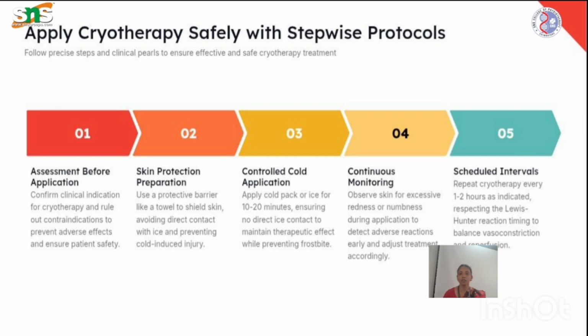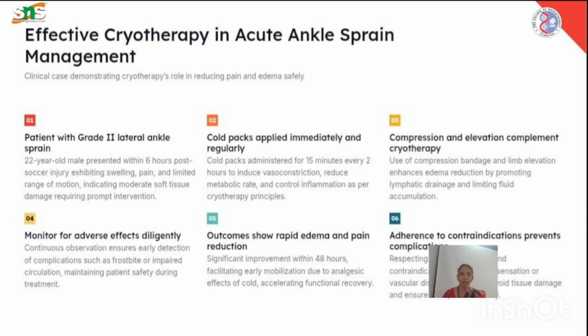The third step is controlled cold application. Apply a cold or ice pack for 10 to 20 minutes, ensuring no direct contact with the skin to maintain the therapeutic effect while preventing frostbite. The fourth step is continuous monitoring. We have to observe the skin for excessive redness or numbness during the application to detect adverse reactions early and adjust the treatment accordingly. The fifth is scheduled intervals. Repeat cryotherapy every 1 to 2 hours as indicated, respecting the Lewis-Hunting reaction timing to balance vasoconstriction and reperfusion. This is the stepwise protocol to apply cryotherapy.